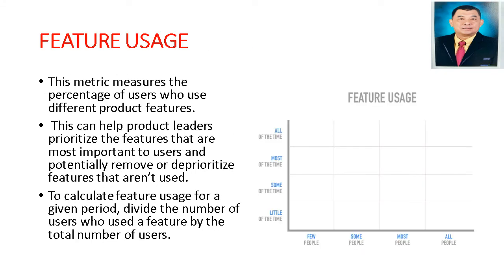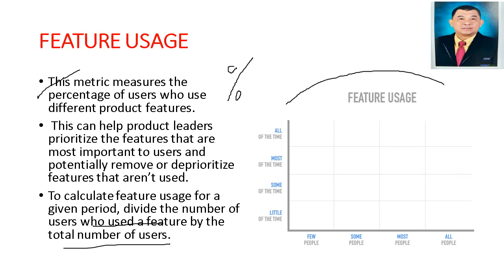And the last product engagement metric is feature usage. This metric measures the percentage of users who use the different product features. This can help product managers and product leaders prioritize the features that are most important to the active users and end users, and potentially remove or deprioritize features that aren't used. Beautiful, right? Again, to calculate feature usage for a given period of time, just divide the number of users who use the feature by the total number of users.